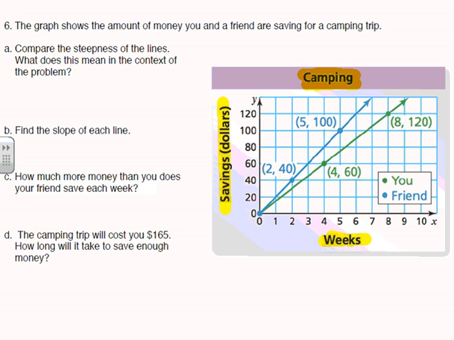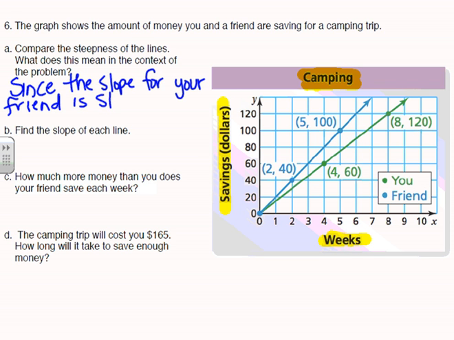So we can write, since the slope for your friend is steeper, your friend saves more money each week.